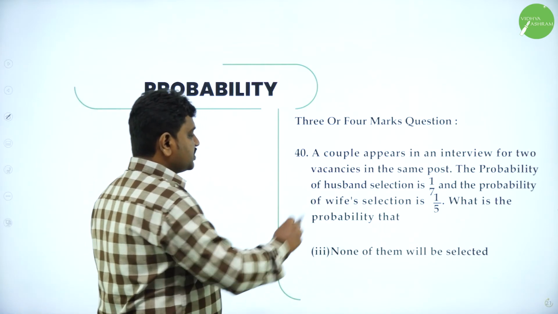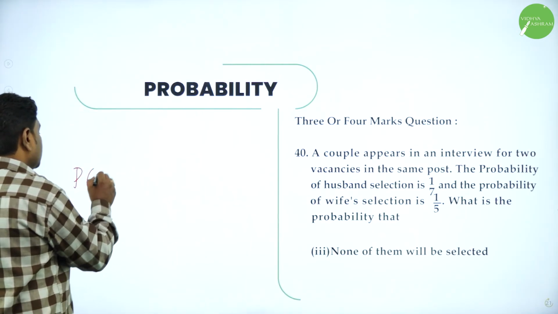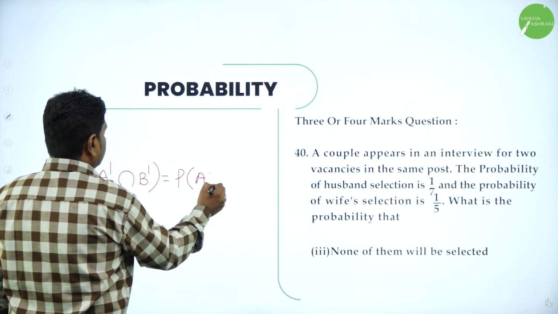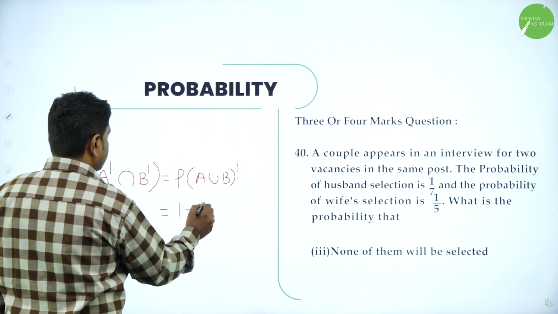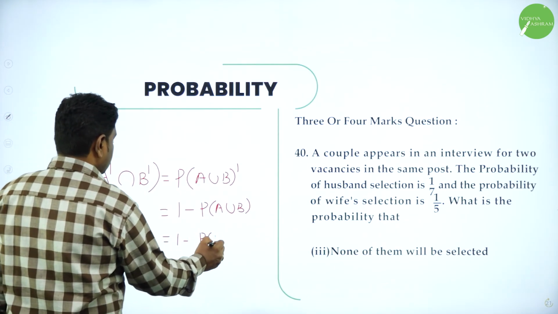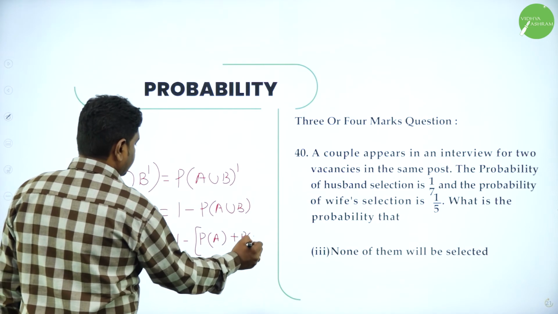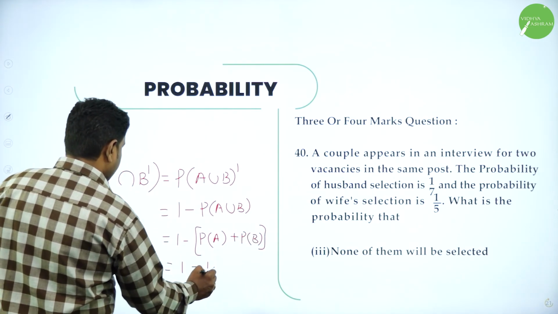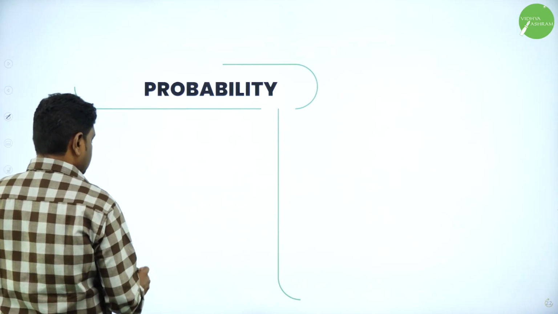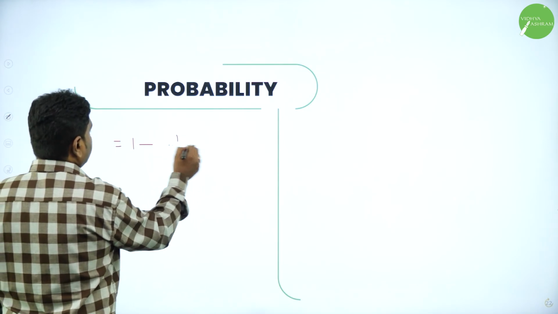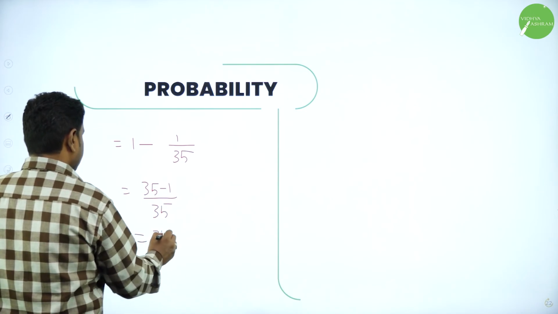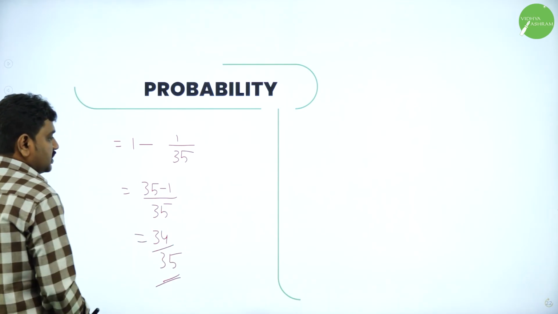So here none of them is selected. None of them is selected means probability of A not selected and B not selected. I can write P of A union B the whole dash. I can write 1 minus P of A union B. That is 1 minus P of A plus P of B. That is 1 minus 1 by 7 plus 1 by 5. That is 1 minus 12 by 35. That is 35 minus 12 by 35. That is 23 by 35. So both are not selected.